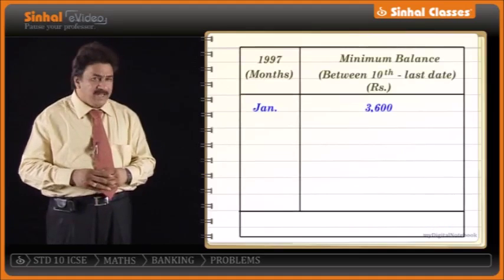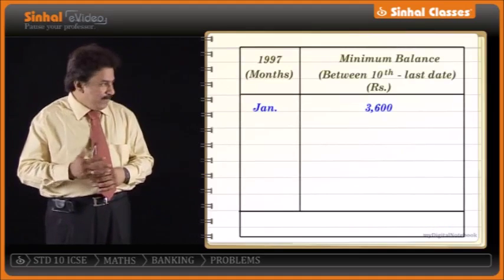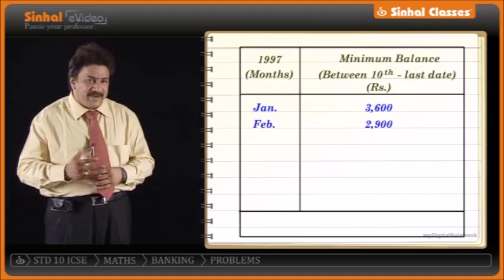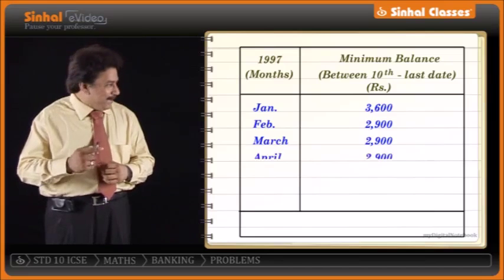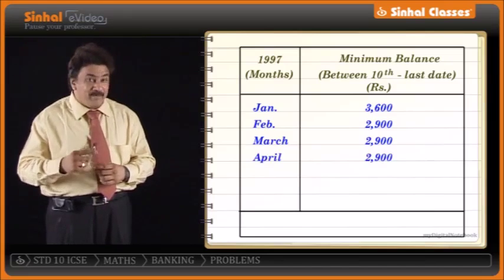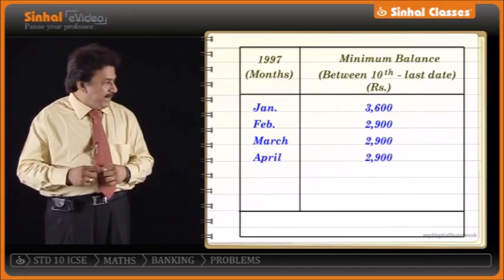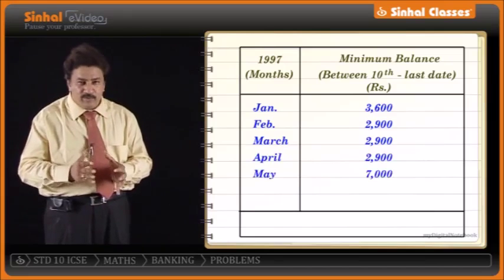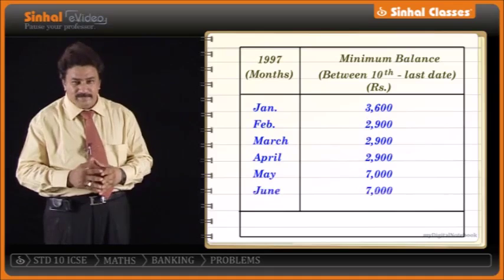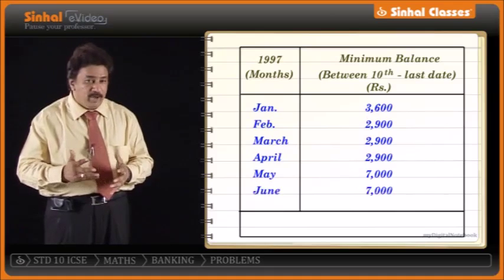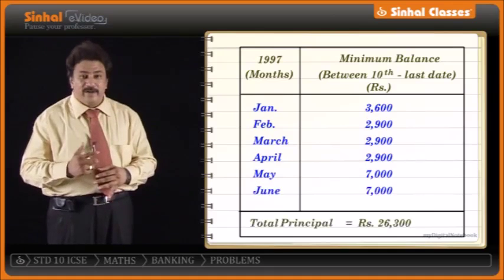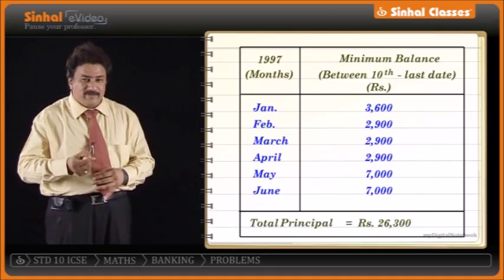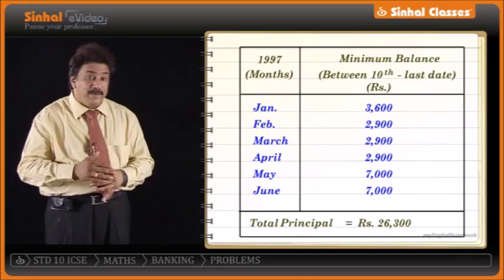January, it is 3,600. February, it is 2,900. March, it is 2,900. I hope you are getting it. April, it is 2,900 once again. May, it is 7,000 and June also is rupees 7,000. If you add them together, we get the total principal, that is rupees 26,300. So 26,300 is nothing but the total principal.